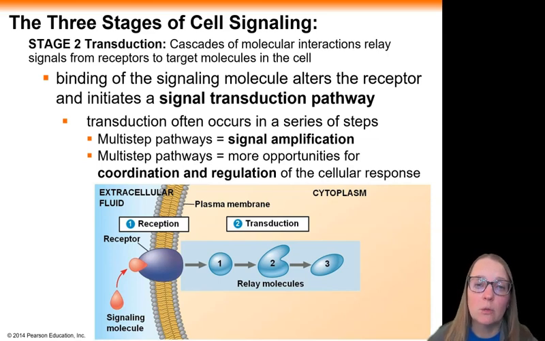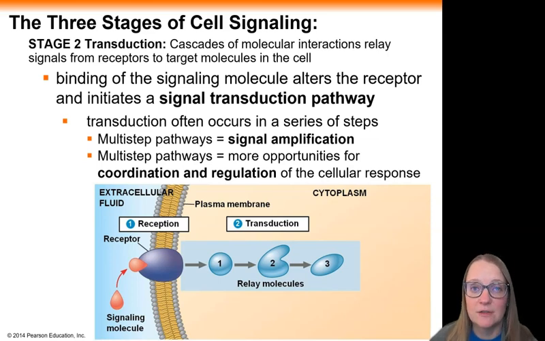So let's take a look at what exactly a signal transduction pathway is. Essentially, it's a series of proteins, typically, that are kind of like falling dominoes. And one protein will activate the next protein, will activate the next protein, until you get to the point where you can activate the final cellular response as part of stage 3 of cell signaling.